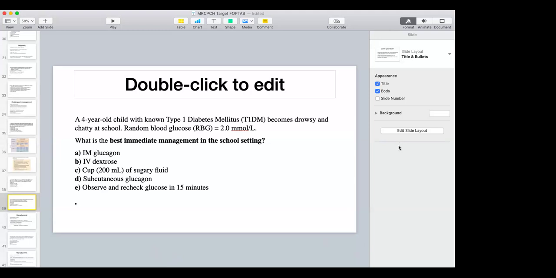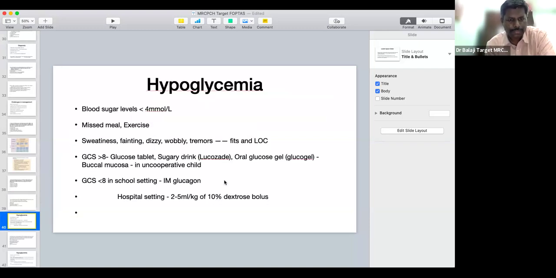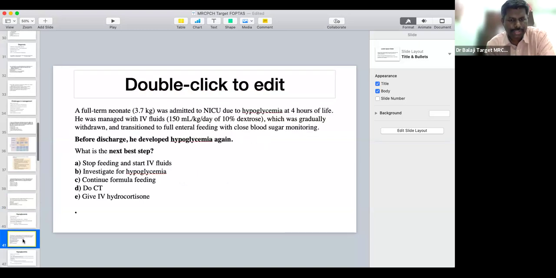IM glucagon. Yes, that subtle difference you have to understand. Here the child is drowsy, so you cannot give oral glucose gel, and you cannot give IV either because the child is not in a hospital setting. So in the school setting, you can go for IM glucagon. Had the child been in a good sensorium, then you can give sugary fluid, glucose tablets, glucose gel, like that. So this is what we discussed.